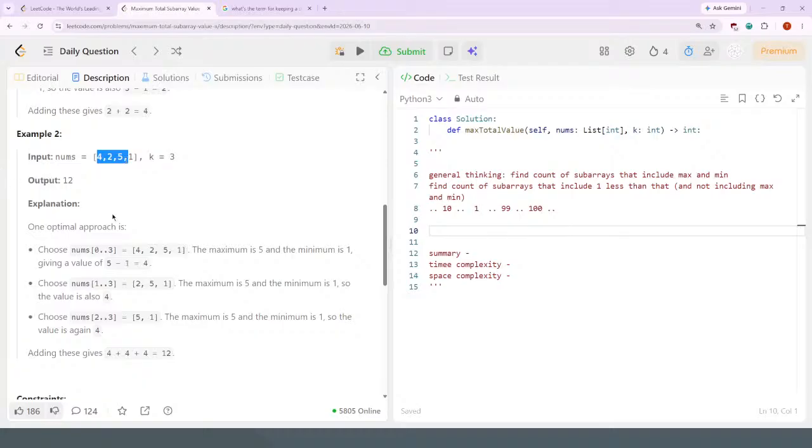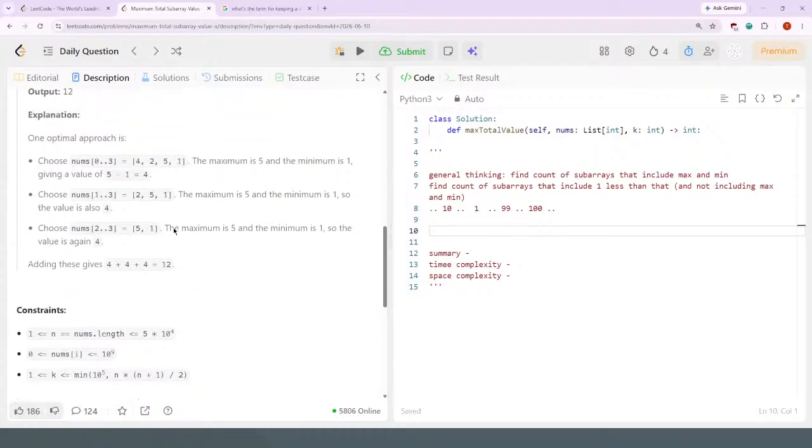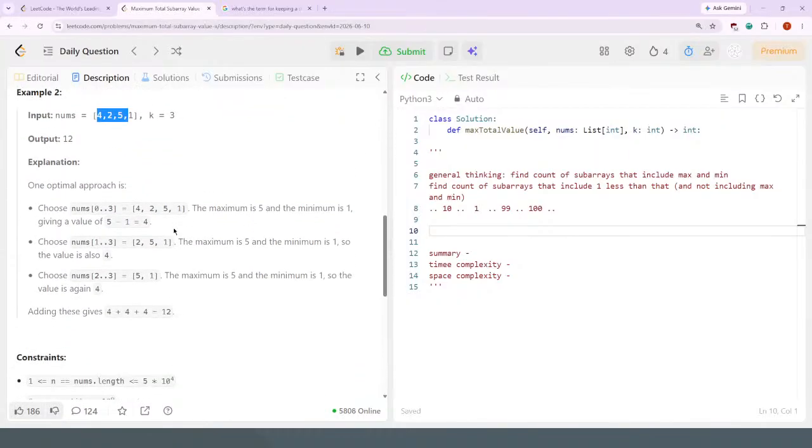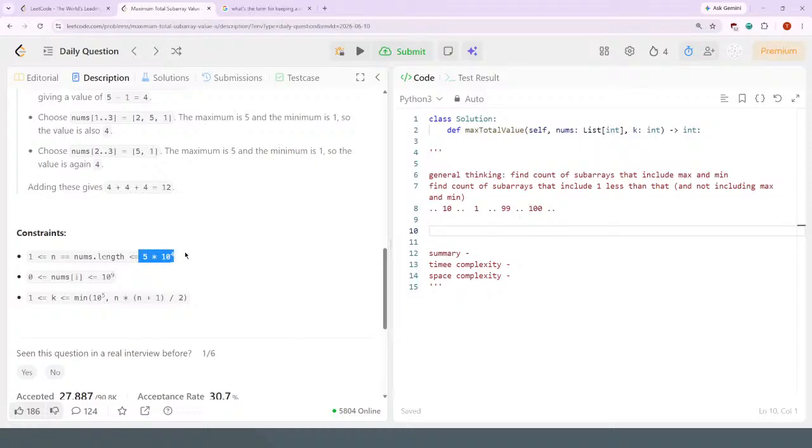Thinking of an approach that would be n squared currently, which obviously just isn't going to work because n squared is going to be 25 times 10 to the 8th, which would be 2.5 billion.